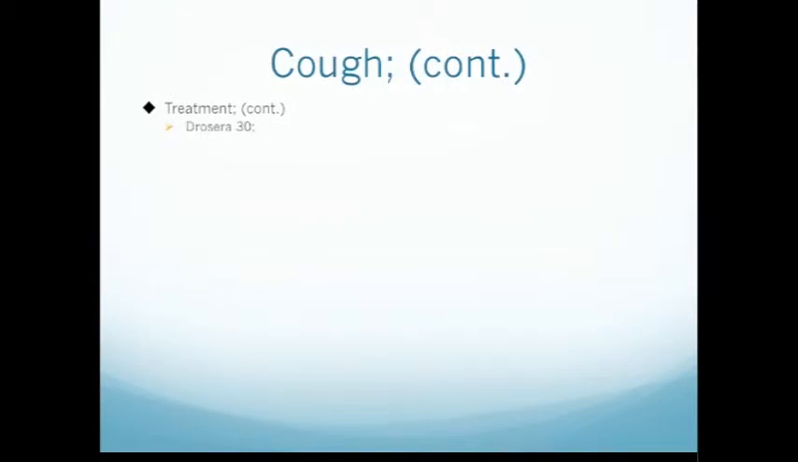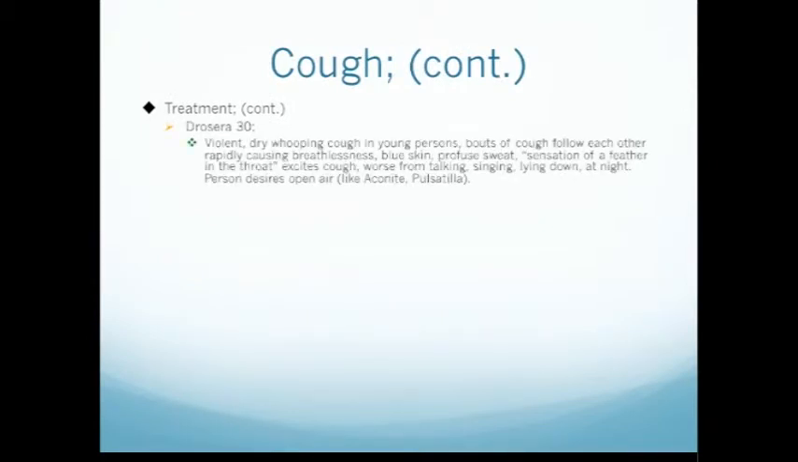30 is used to treat cough that is a violent, dry, whooping cough in young persons. There will be bouts of coughing following each other rapidly, causing breathlessness, blue skin, profuse sweating, and a sensation of a feather in the throat. This excites the cough, which is also worse when talking, singing, lying down, or at night. The person desires open air, such as with coughs treated with aconite and pulsatilla.